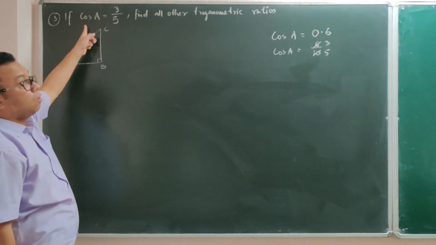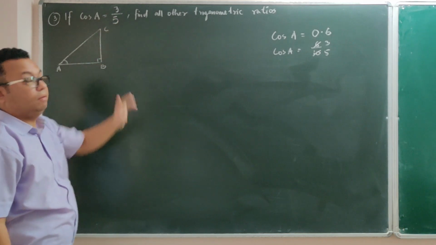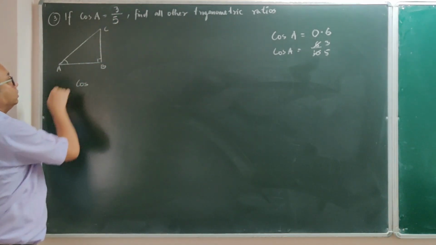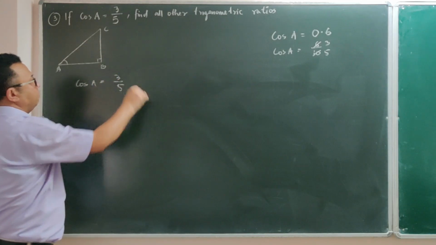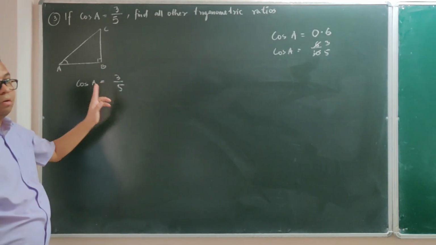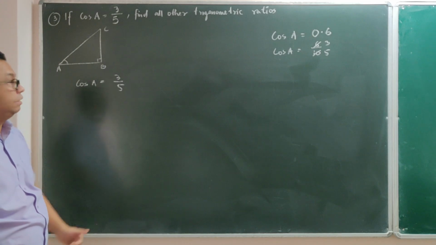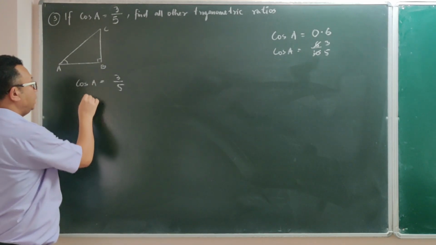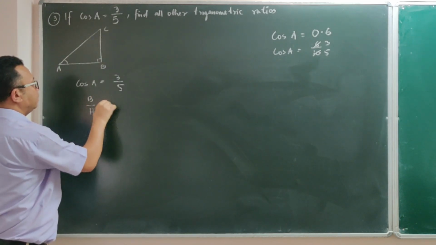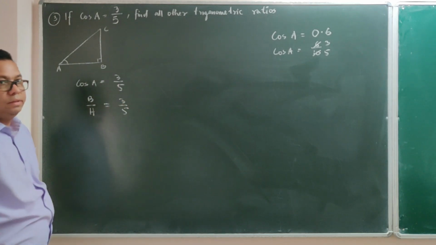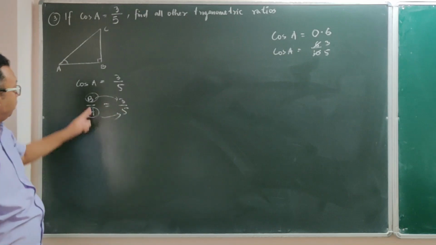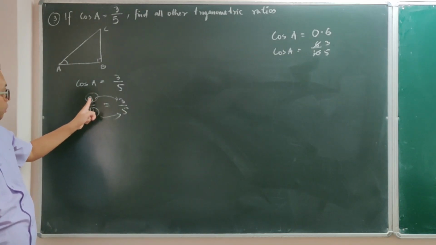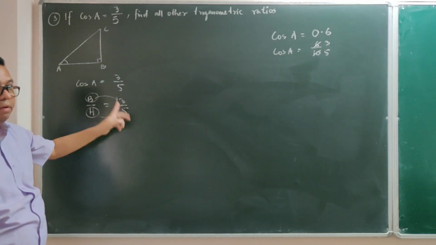And cos A is 3 by 5. Then cos is the ratio between base and hypotenuse, which is 3 by 5. That means the ratio between base to hypotenuse is 3:5. Again I am repeating, the ratio between base to hypotenuse is 3 by 5.